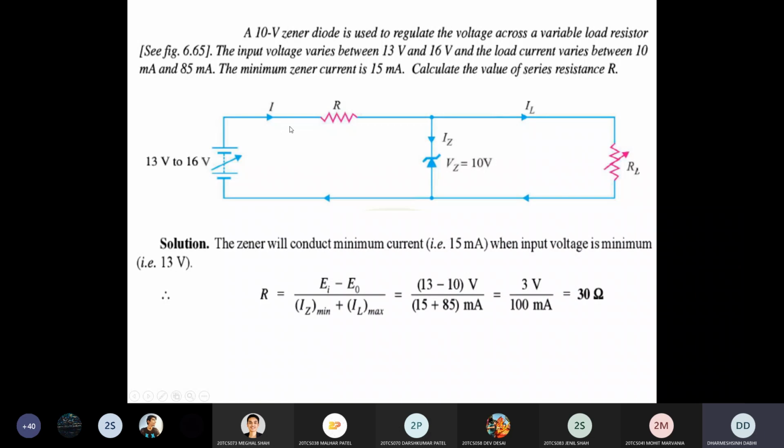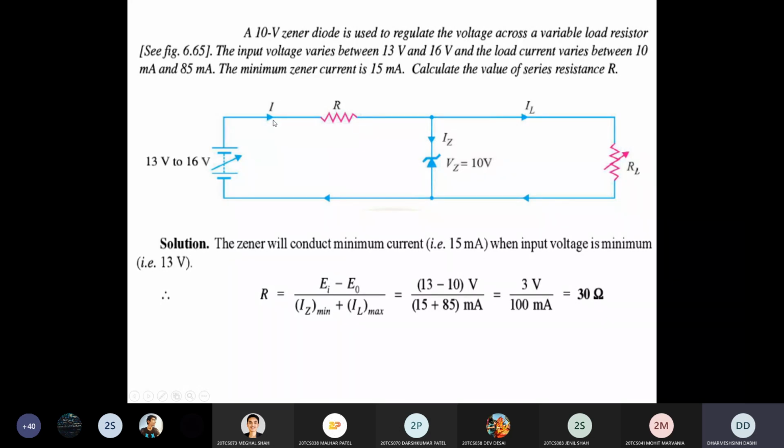Let me explain again. First you find out the voltage across this resistance. Here minimum Zener current is given, and that is possible only when your supply voltage is minimum. So here the minimum supply voltage is 13 volt. So 13 volt minus 10 gives you the voltage across R. That is 3 volt. And how much current is flowing into this resistance?